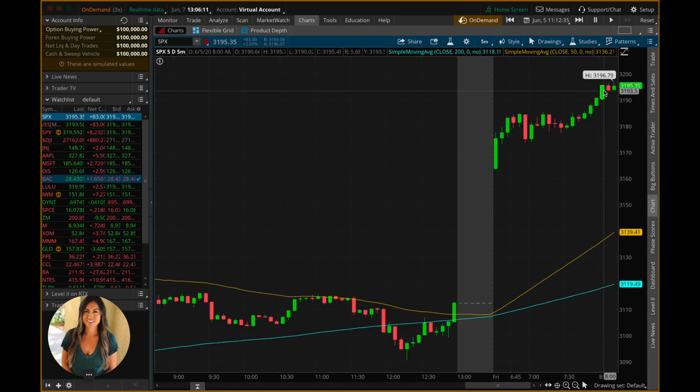So here's where SPX is trading. And as you can see, we're approaching high of day, or we're here now at high of day, and sort of expecting a reversal, right? So for it to pull back and trend down.